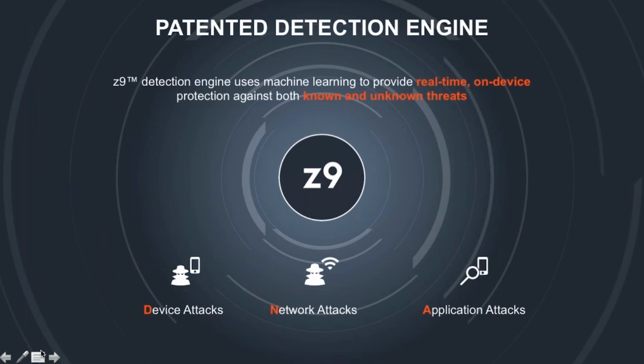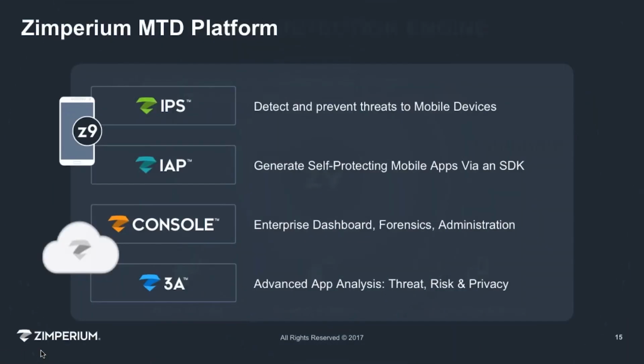Z9 is our machine learning based engine. It detects zero-day device, network, and app attacks. We have a proven track record of detecting these things without having to update the engine itself. We apply Z9 in two primary ways, kind of like a car company or an engine company, right? Z9 on the device is in a product we call Zips, for Z Intrusion Prevention System. If you are trying to protect the device and all the data on the device, let's say in a corporate scenario, you would deploy Zips. It protects the data, it protects the device. It is literally like next generation antivirus for mobile.